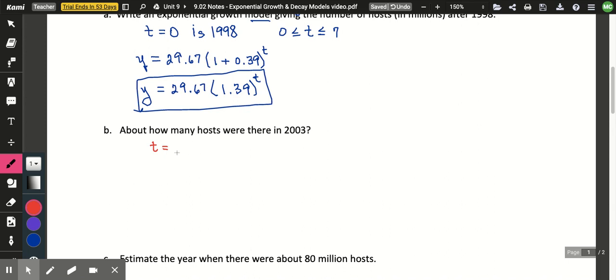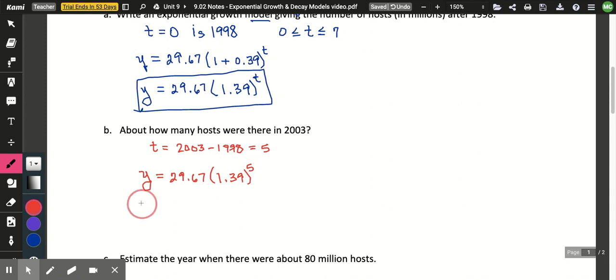Since t equals 0 is 1998, to figure out my t value here, I'd have to take the year that they give me and subtract 1998. That would give me 5. So what I'm doing now is putting in 5 in place of t in the model that we wrote in the first part. I'm going to use that simplified 1.39 instead of 1 plus 0.39, and I'm putting 5 in for t.